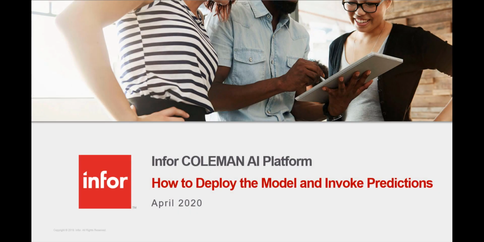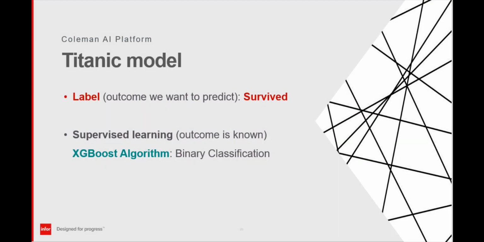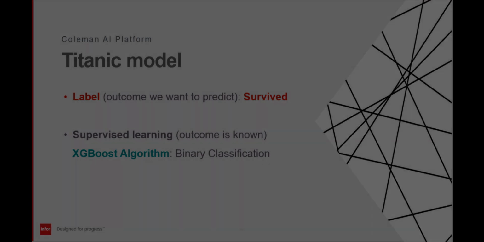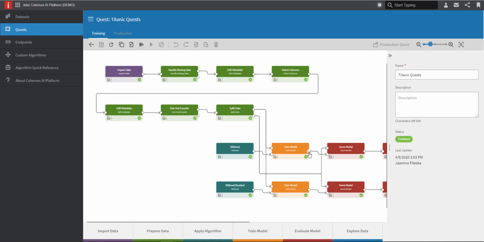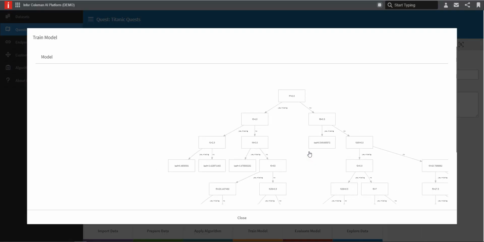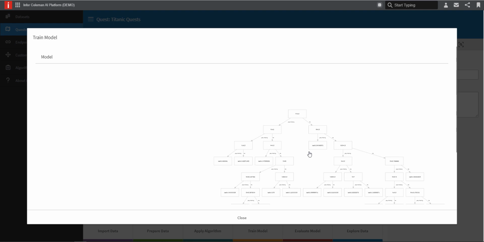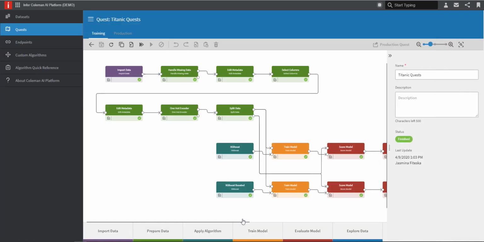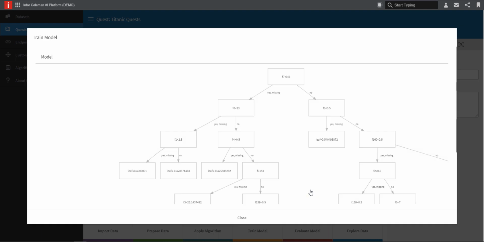The previous video explained how to build and train a machine learning model for the Titanic use case. We constructed a training quest by applying transformations to the data and trained two models using the XGBoost algorithm with different hyperparameter configurations. To get to the point of retrieving predictions, we need to deploy the model with the best performance, which would mean to expose the corresponding endpoint.